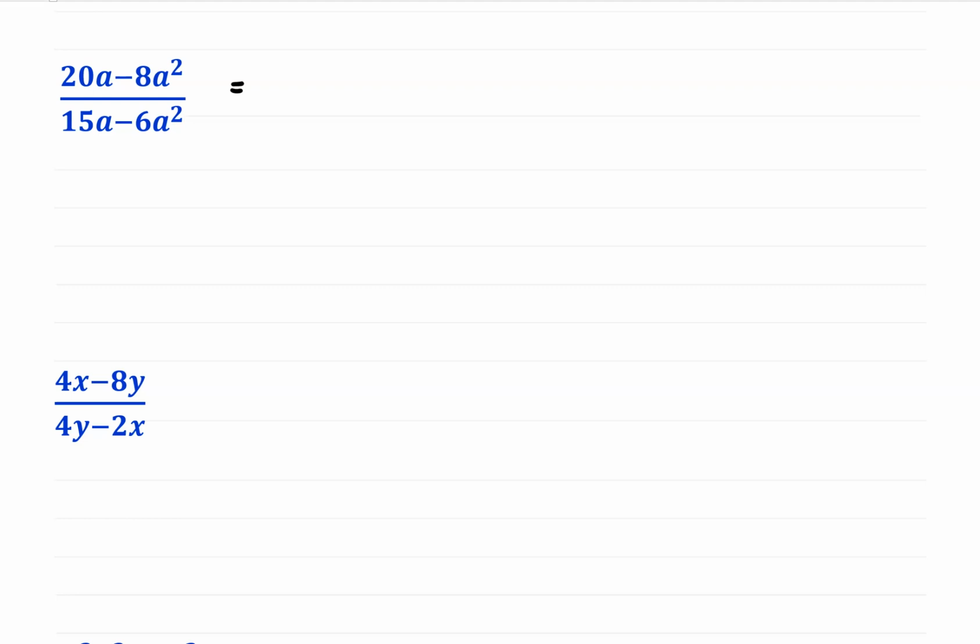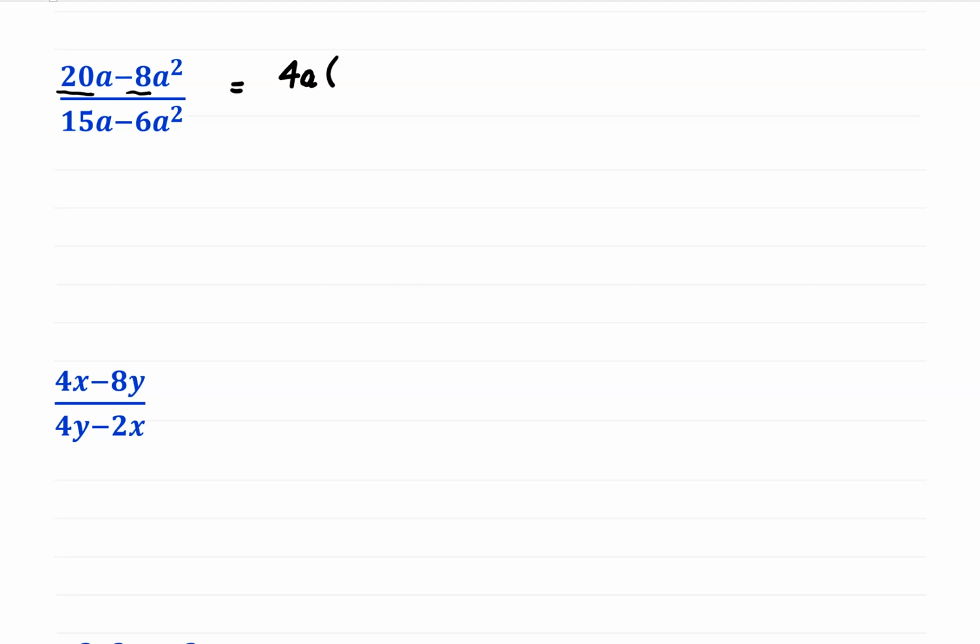So numerator, what's the biggest number that goes into 20 and 8? Now 2 does, but if 2 does, check if 4. Oh, well, yep, 4 goes into 20 and 4 goes into 8. What about 8? Well, 8 goes into 8, but 8 doesn't go into 20, so that means 4 is my highest common factor. And again, we've got our a and a squared, so 4a is going to be my highest common factor.